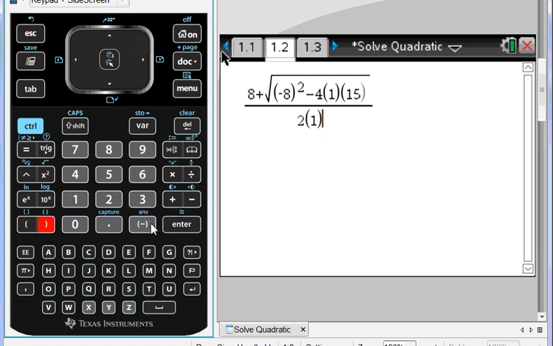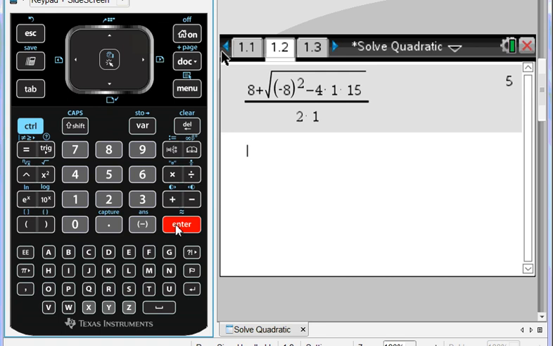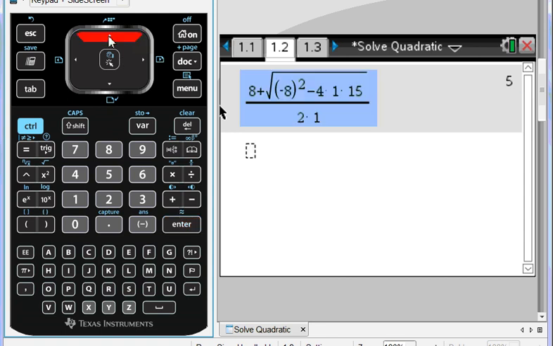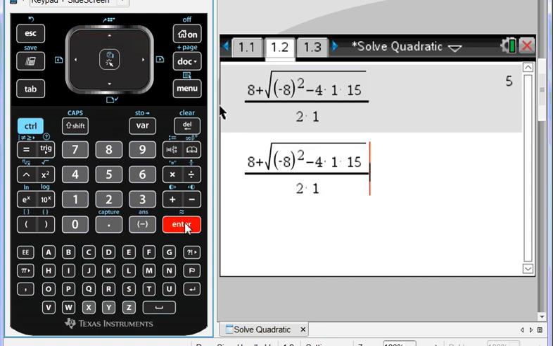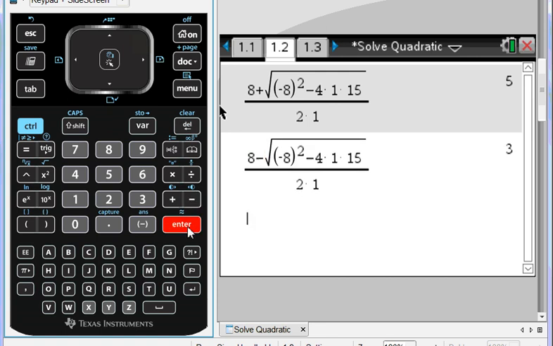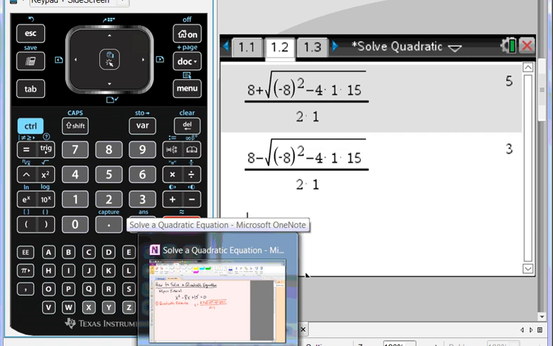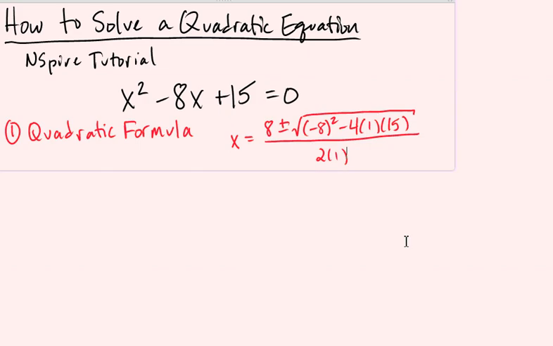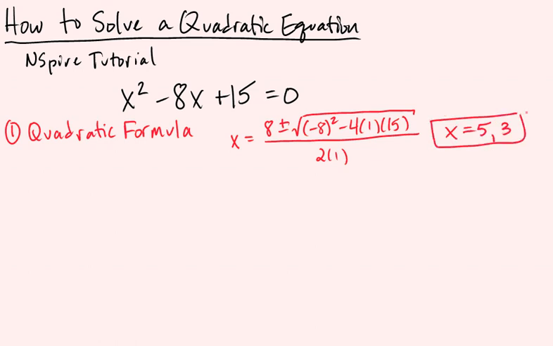And as long as I typed it in correctly and press enter, I get my first solution of x equals 5. And now what about for the 8 minus? Well, I can just go arrow up, highlight what I entered in before, press enter, it pastes it down, and then quickly arrow left until I can delete the plus and type in a minus, and I would get my second solution. So again, I wrote it down on paper, but I had to type it in very carefully into my Nspire, and I get my solutions are x equals 5 or 3. So again, we already know the answers, but we're talking about different methods.